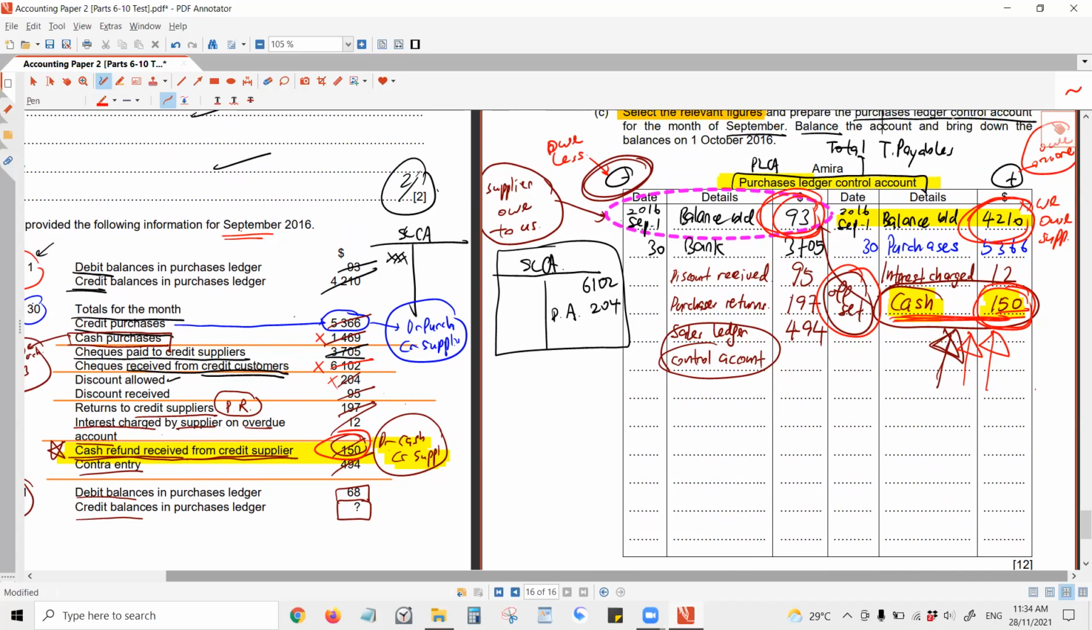Aren't we owing less money? We overpaid the supplier, therefore this 93 appears. Do you agree? Okay. And so the supplier must pay to us, right? Some suppliers owe us the $93, so we should receive the money from the supplier, right? Therefore, when you receive money from the supplier, debit cash, credit here.